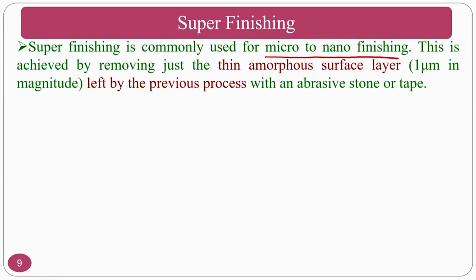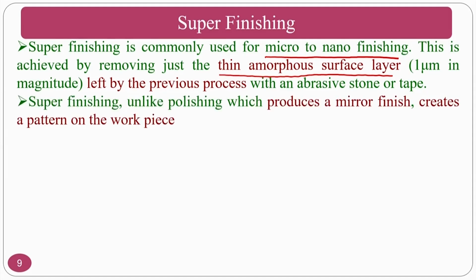Super finishing commonly comes under micro nano finishing. This is achieved by removing just a thin amorphous surface layer, about 1 micron in magnitude, left by previous processes like turning or milling or any other pre-processes, removing the feed marks or chatter marks. That's why this particular process comes under micro to nano surface finishing. Even you can get nano surface finish if you control it properly.